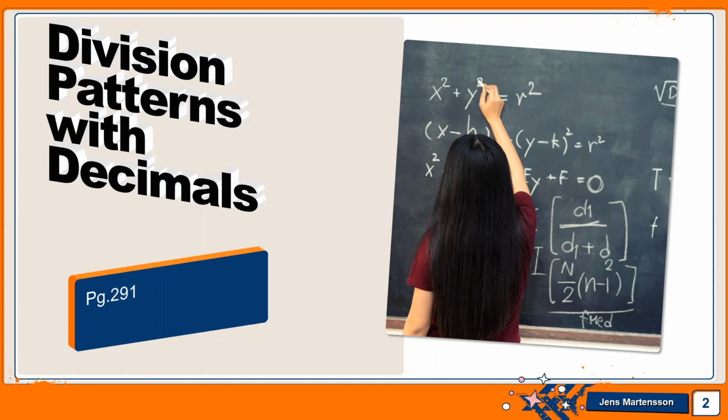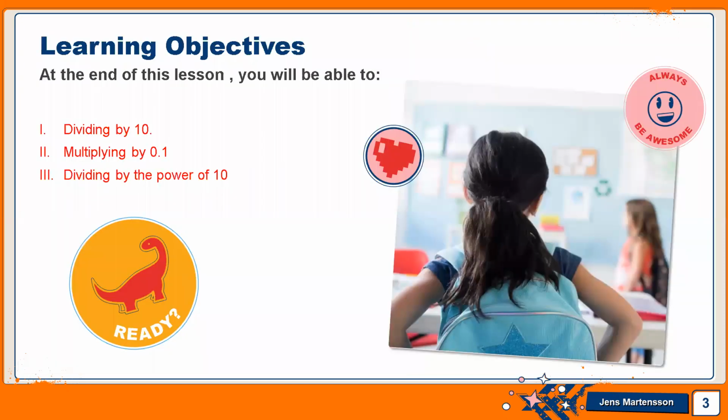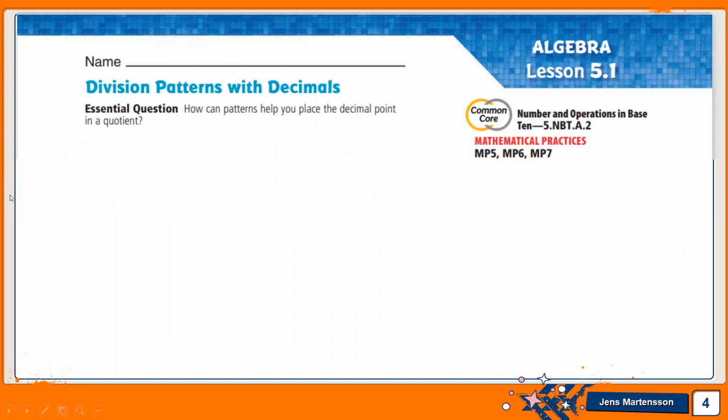In chapter 4, we learned how to multiply by decimals. In this chapter, we will learn how to divide by 10, which is the same as multiplying by 0.1, or divide by a power of 10. Let's start now here, page 291.